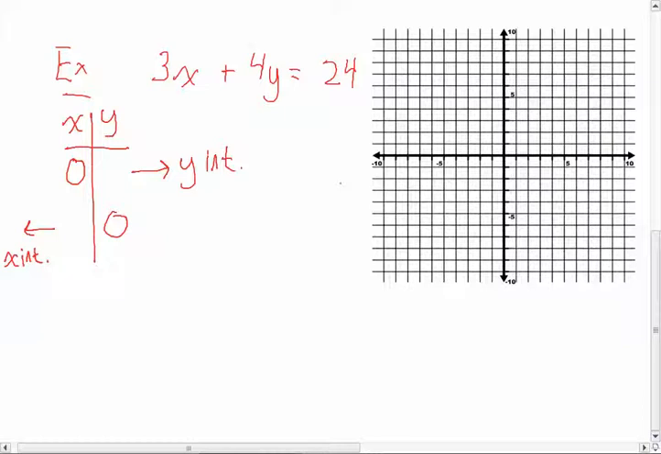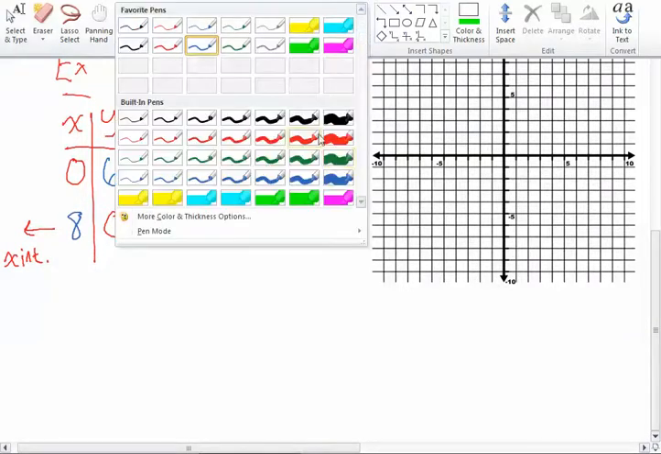So what do you have to do to both sides to get y by itself? So what value do you get for your y-intercept? 6. Using a similar thing, use your thumb to cover up the y, and what do you have to divide both sides by? 3. And then what's your x-intercept? 8. So we get 8. Now I'll show you how fast we can plot this out.